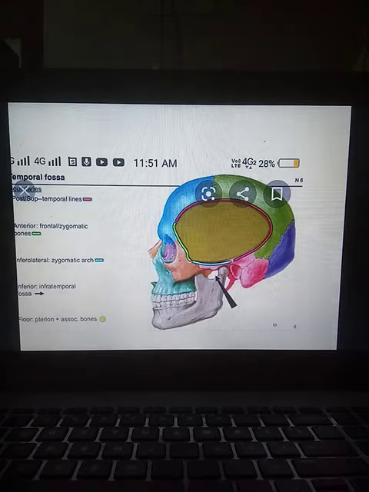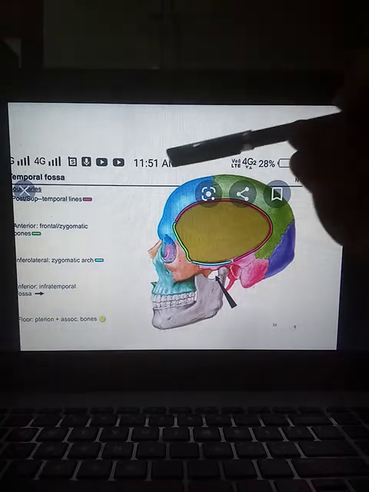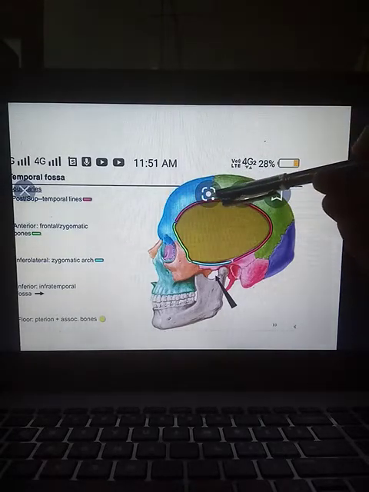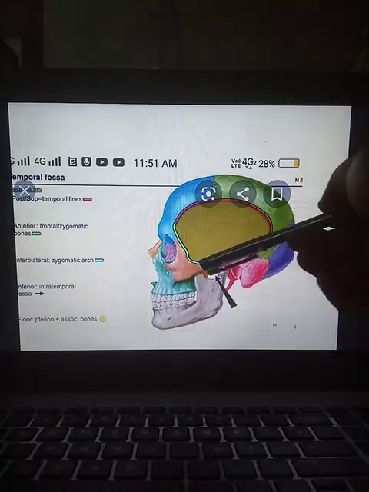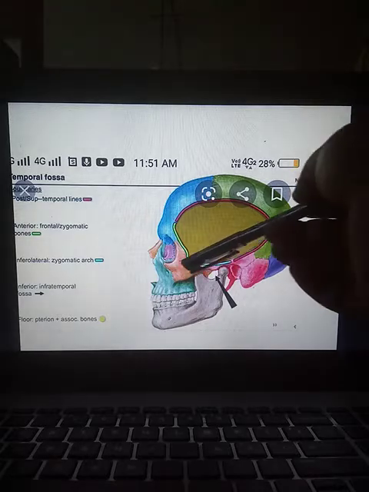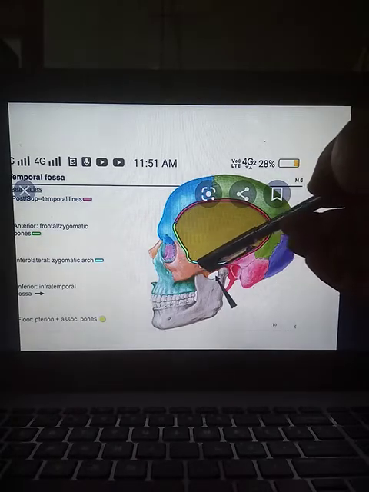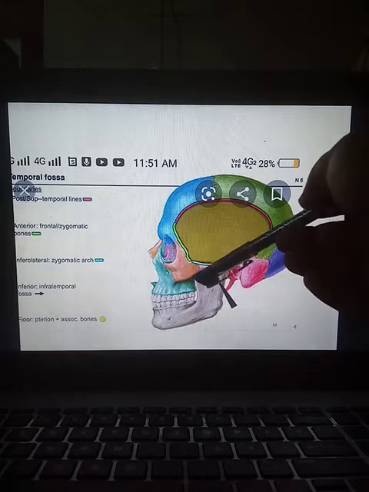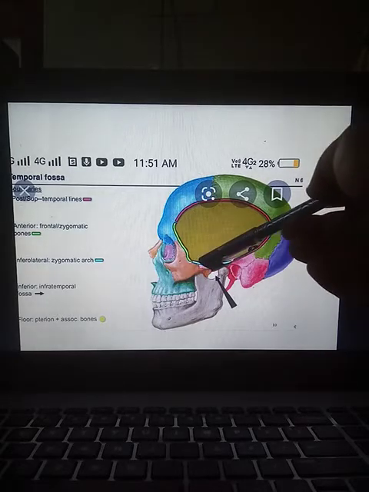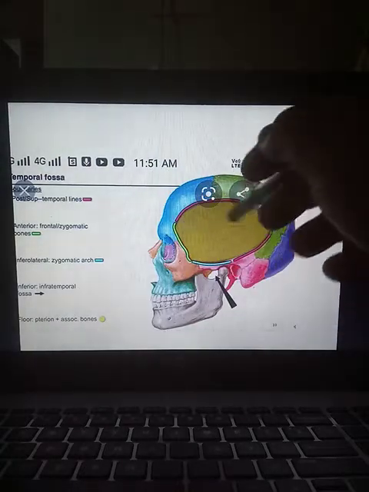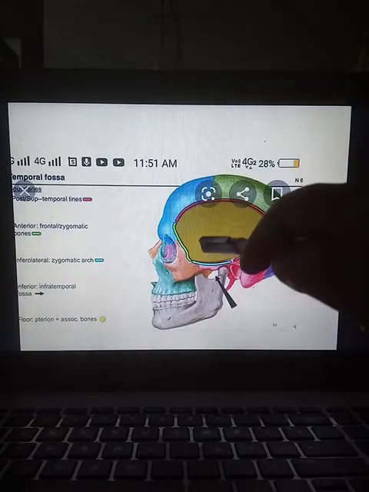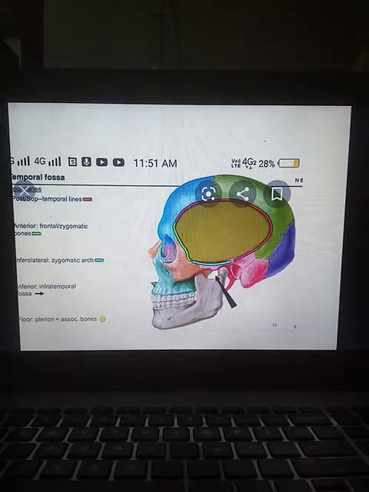The temporal fossa, as you can see in the picture, lies on the side of the skull. It is bounded above by the superior temporal line and below by the zygomatic arch. Here a bone is present, which is also called the cheekbone or the zygomatic bone. It has an arch over here, so this is the zygomatic arch. Your temporal fossa has the superior temporal line superiorly, and inferiorly it has the zygomatic arch.